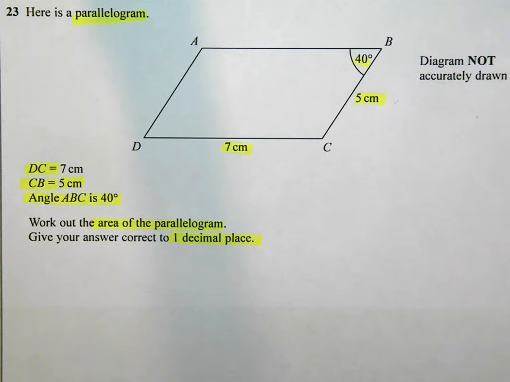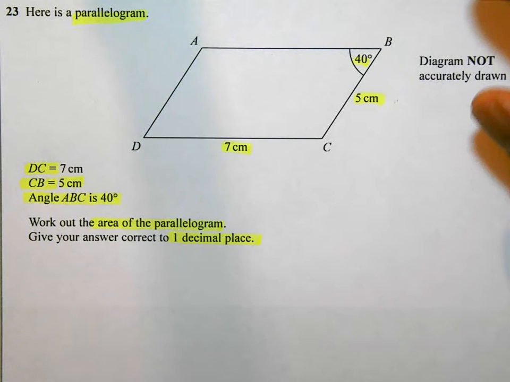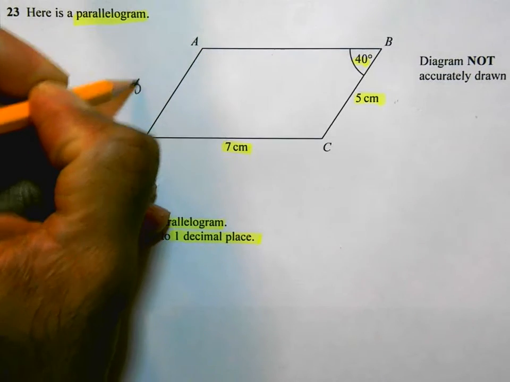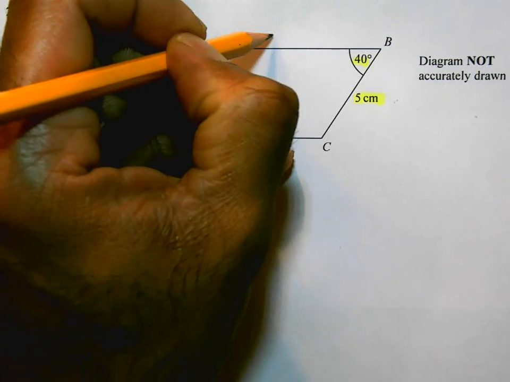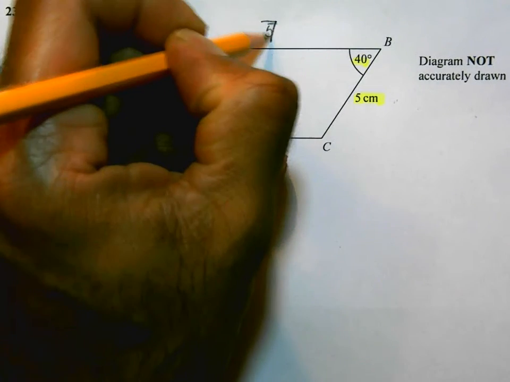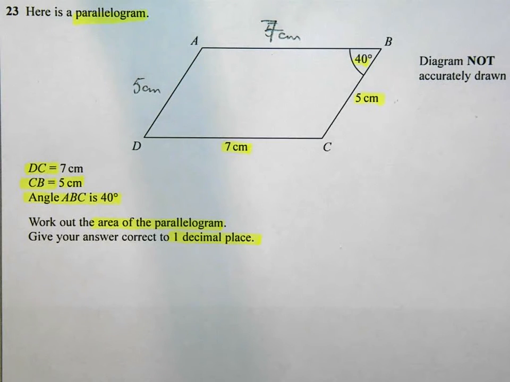Okay, so looking at this question, I'm getting an idea of what to do. One of the things you should be well aware of is how you work out the area of a parallelogram. There are different ways depending on what information you have. And in this case, we have two sides of the parallelogram. You should know that opposite sides are equal, so that's their 5 centimeters, and that up there is 7 centimeters. Okay, so I know those two sides, and I have an angle, right?